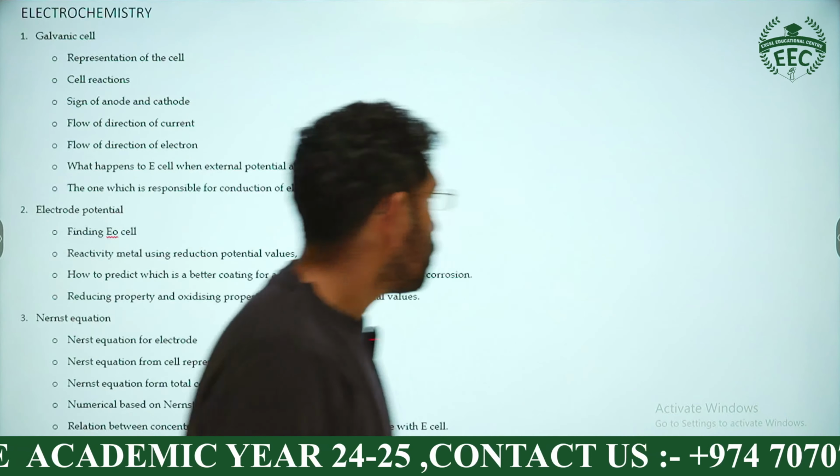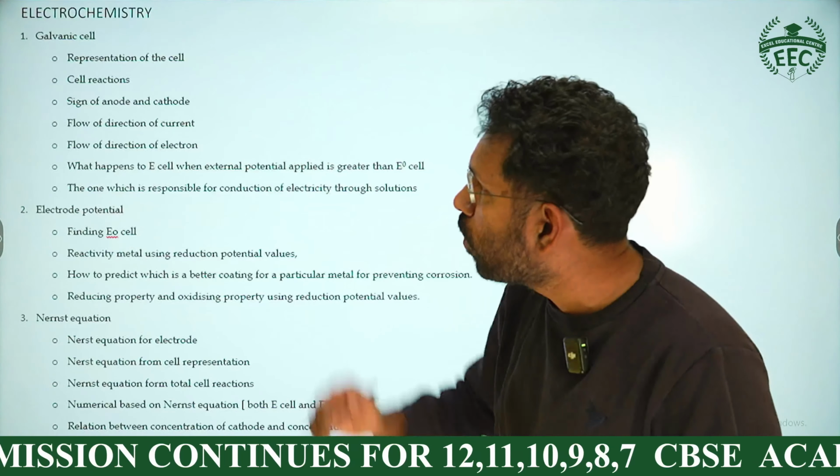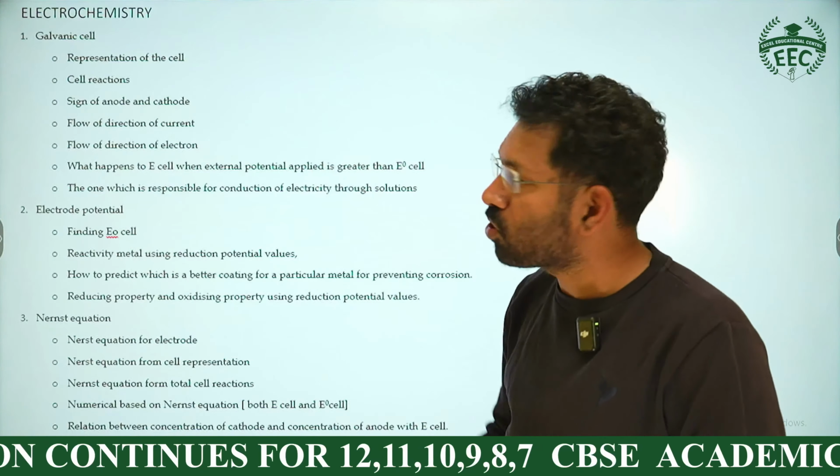So electrochemistry, which are the important areas of electrochemistry we are discussing. Okay, number 1, galvanic cell. They may give some data, electrode potentials. Two electrode potentials will be given. They may ask you to represent the galvanic cell. Which are the cell reactions? You have to remember sign of cathode and anode. We studied already. And flow of direction of current, flow of direction of electron.